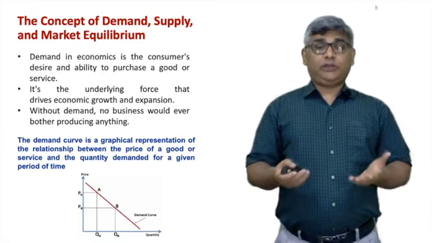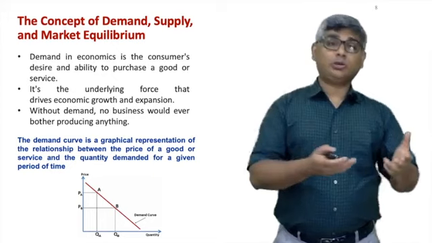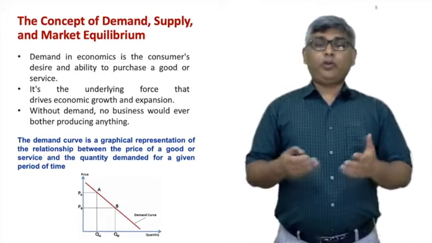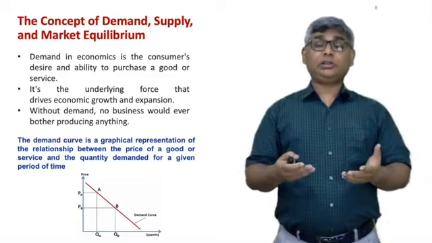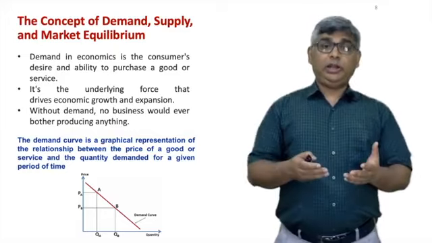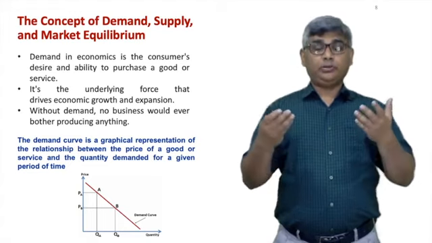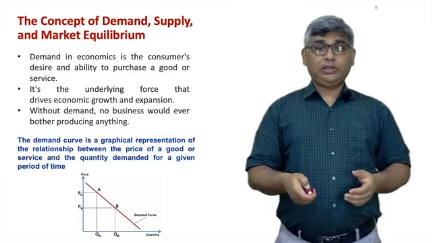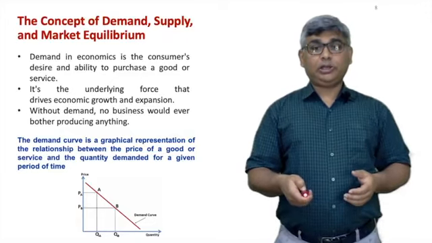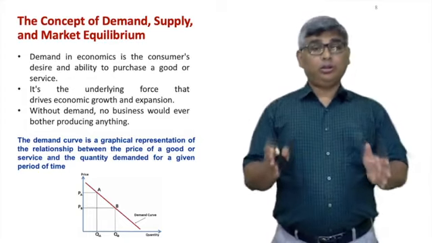Say, for example, if I put a question before you: if the cost of an iPhone falls to 10,000 rupees, what would be the impact on demand? Obviously your answer will be that the demand will increase. That is the relationship between price and demand: whenever the price of any commodity falls, the demand for that commodity always increases. Here you can see that when the price is falling, the demand is increasing. So the price and the demand are correlated.